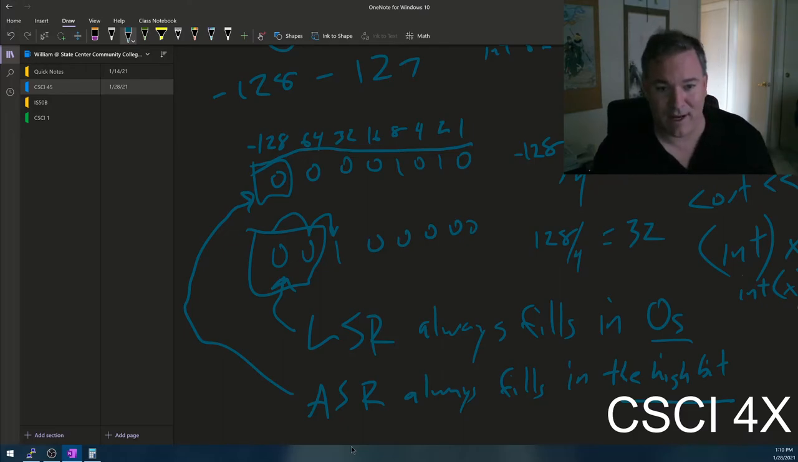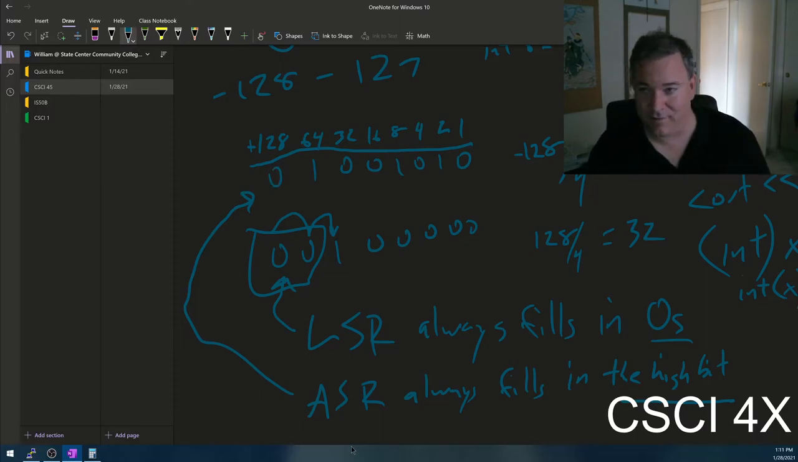The difference is if the high bit is set, the computer needs to know if this high bit means negative 128 or if it means positive 128. Because if it means positive 128, then 128 divided by 2 is 64. The bit moves to the right, it fills in a 0. That's LSR. LSR is unsigned. ASR is for signed numbers. It needs to know in that circumstance. Okay.